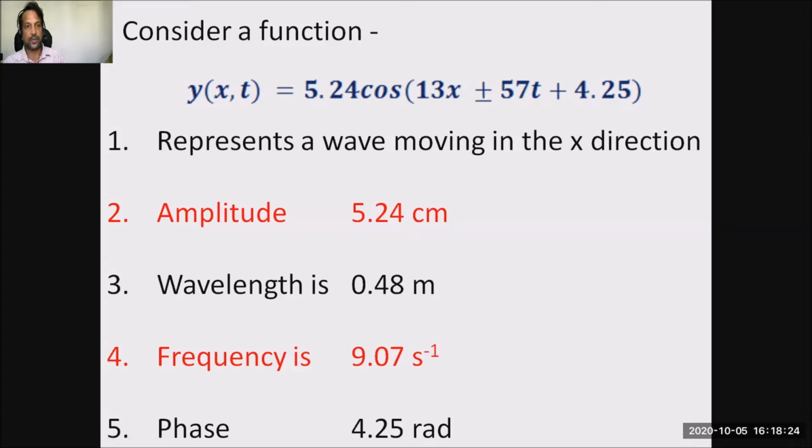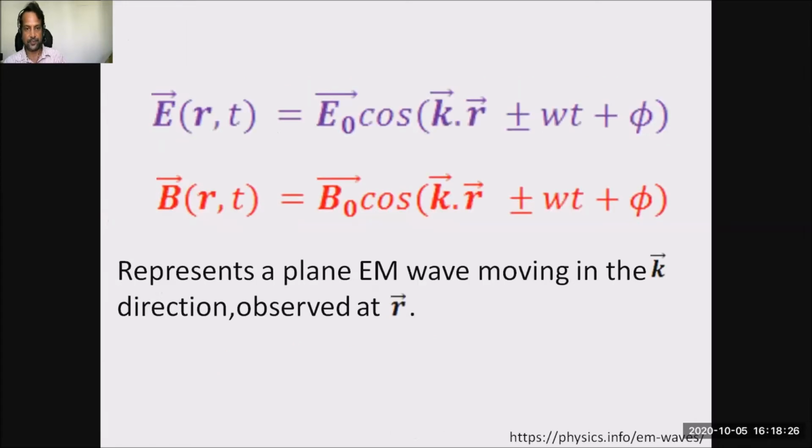Now, how does an electromagnetic wave look? Typically these are the equations which we see in textbooks. E, the electric field, is a vector, a function of r, the position vector, and t, the time. So it is E0 cos(k dot r plus or minus omega t plus phi). E0, the amplitude itself, is a vector, and in any given situation it is either plus or minus.